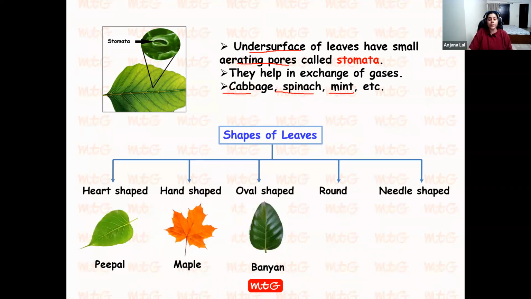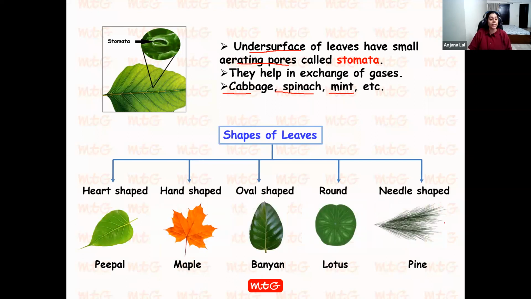Now let's look at the different kind of leaves and their shapes. Everybody look carefully. A heart-shaped leaf. This is peepal. Can you see? Children, pay attention here. It's a heart-shaped leaf. It's called the peepal. And this is maple. You can see this on the flag of which country? It comes on the flag.